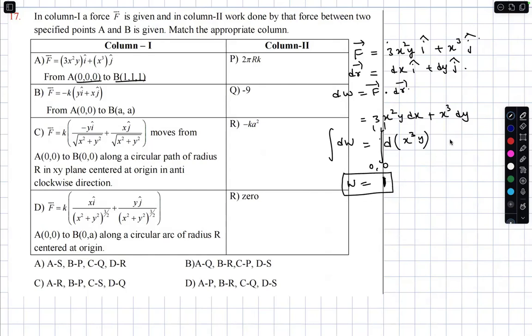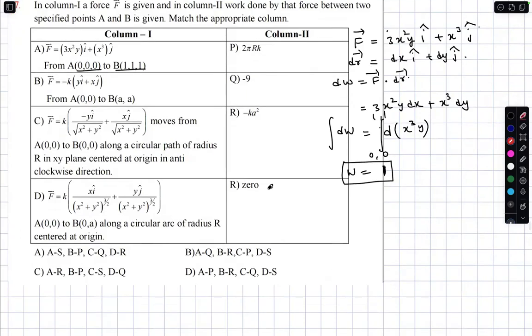Now see, remember, in this case the function depends only on the initial and final points, independent of the path. So there is a possibility that this is conservative. But let me check. Let me just work on this.